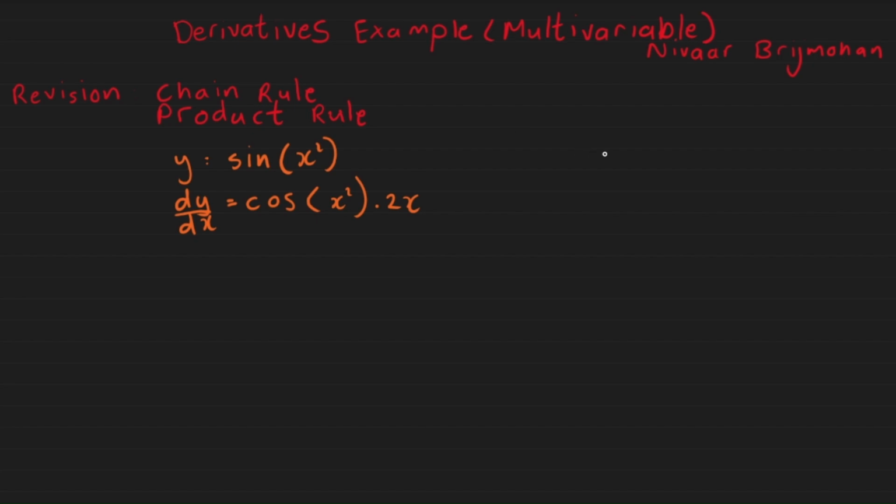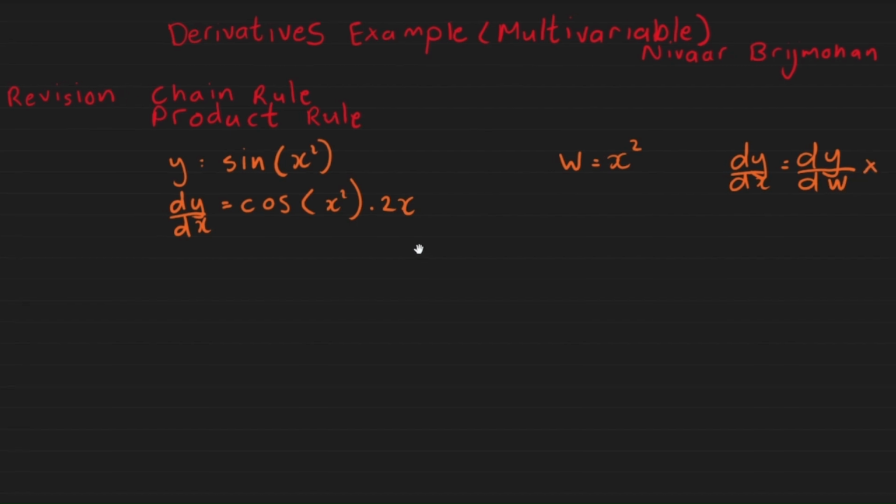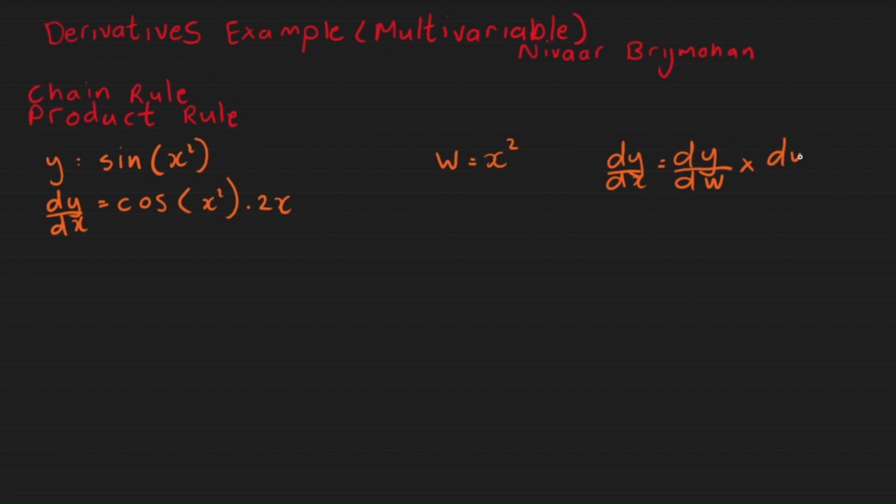In terms of notation, what we do is we let a new variable, let's call it w, equal the inside function, which is x squared. So what the chain rule says is that dy/dx is equal to the derivative of y with respect to this new variable w multiplied by the derivative of w with respect to x. So if w is x squared, it means that y is the sine of w. So dy/dw is equal to the cos of w, which is just the cos of x squared.